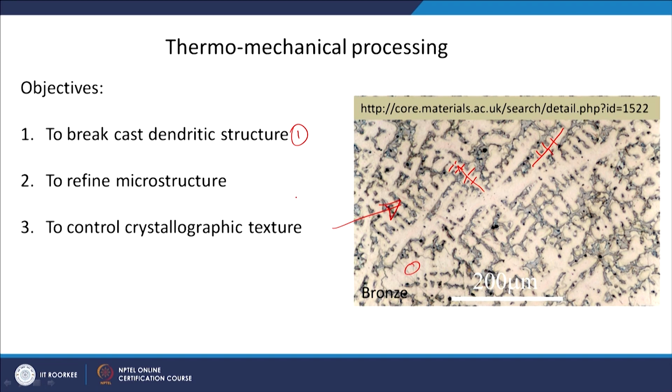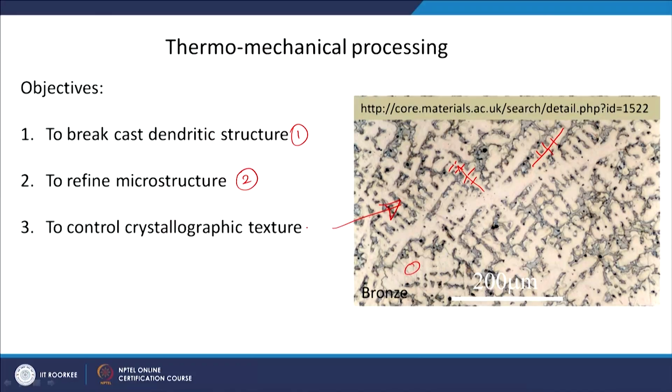So, you can see these dendrites sometimes are very big in size. Okay. So, we want to reduce the size of the dendrite, first break it and then refine the microstructure. That is our second objective of thermomechanical processing, to refine the microstructure. Also, a very important objective gaining a lot of importance nowadays is to control the crystallographic texture. So, we will see what we mean by crystallographic texture, and that also controls mechanical property to a great extent. A good choice of texture will give you much better properties.